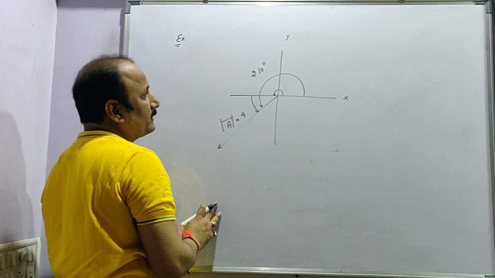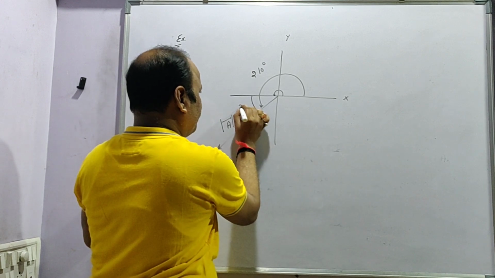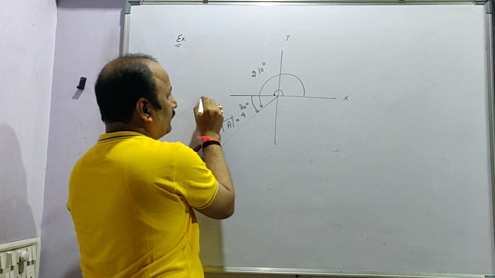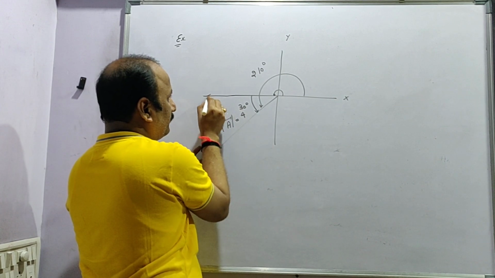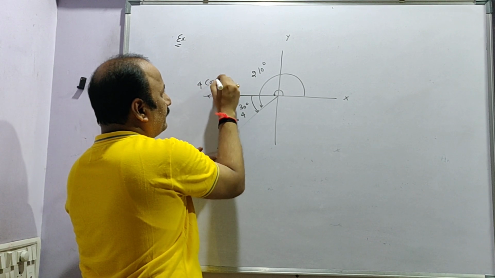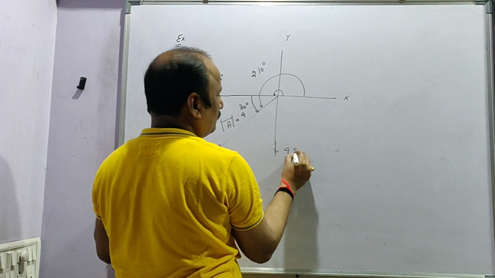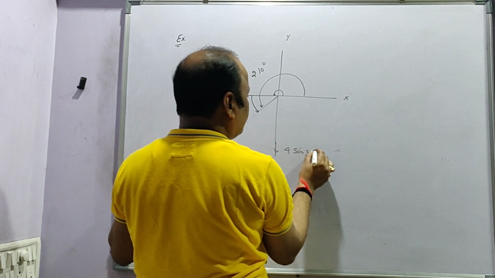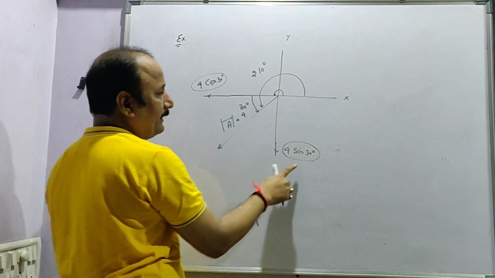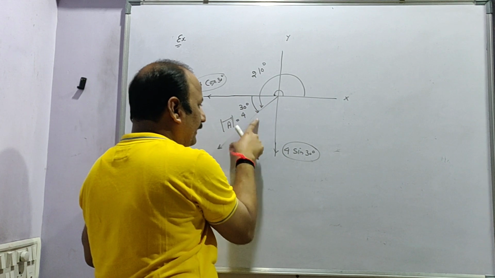So 210 minus 180, that is 30 degree. The length of this is 4, so the effect of this vector along 30, that is 4 cos 30, and along this, that is 4 sin 30. And these are the rectangular components of this vector along negative x-axis and negative y-axis. So what will be the value of this vector?